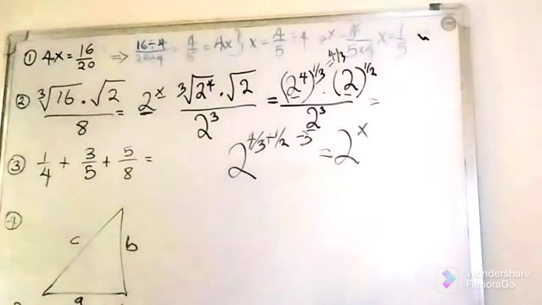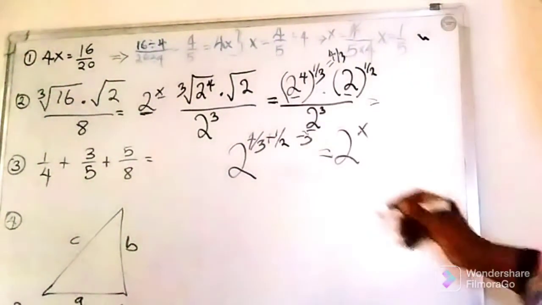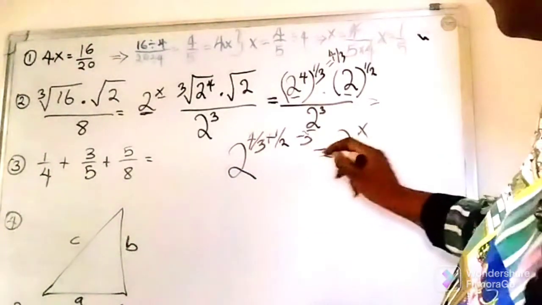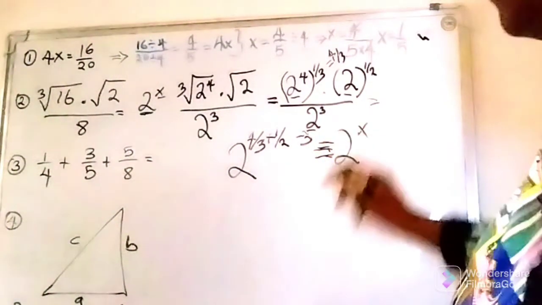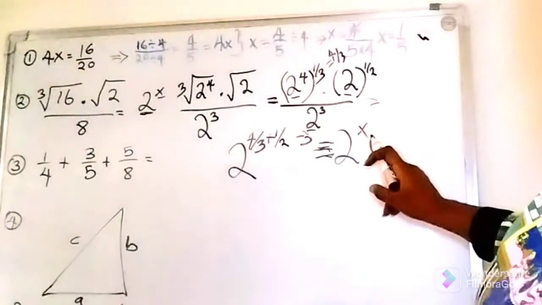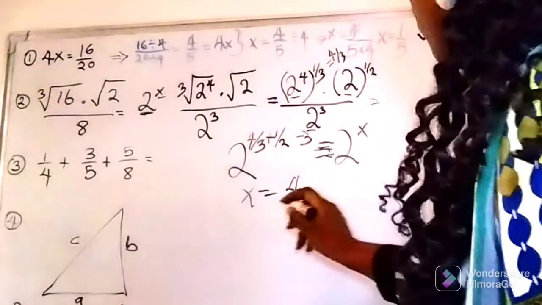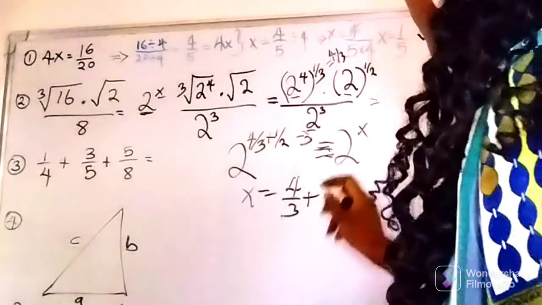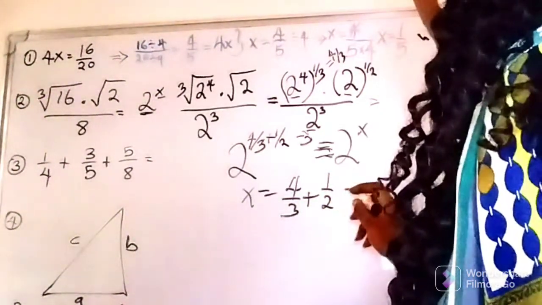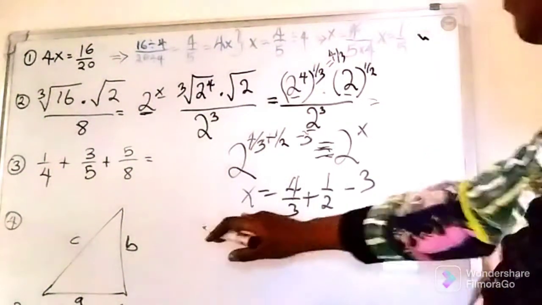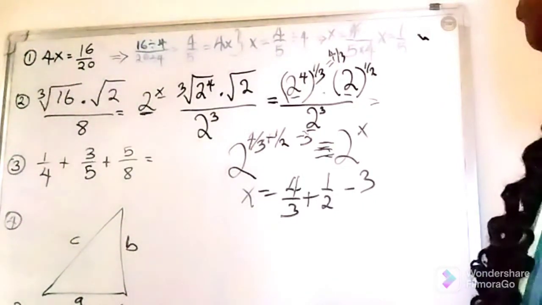Okay? Take that in. So if we apply the law of congruence, that's if they are congruent, it means their powers are equal. So x will be equal to 4 over 3 plus 1 over 2 minus 3. Alright? So now if we get this value, then we've gotten the value for x.